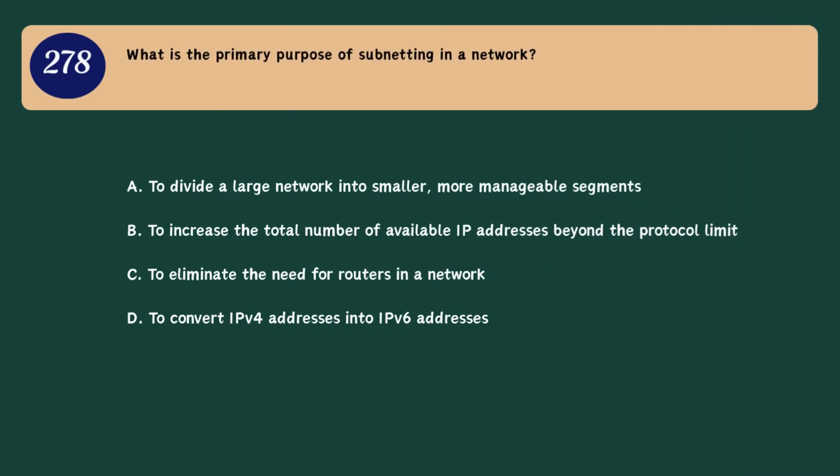Question 278. What is the primary purpose of subnetting in a network? A. To divide a large network into smaller, more manageable segments. B. To increase the total number of available IP addresses beyond the protocol limit. C. To eliminate the need for routers in a network. D. To convert IPv4 addresses into IPv6 addresses.